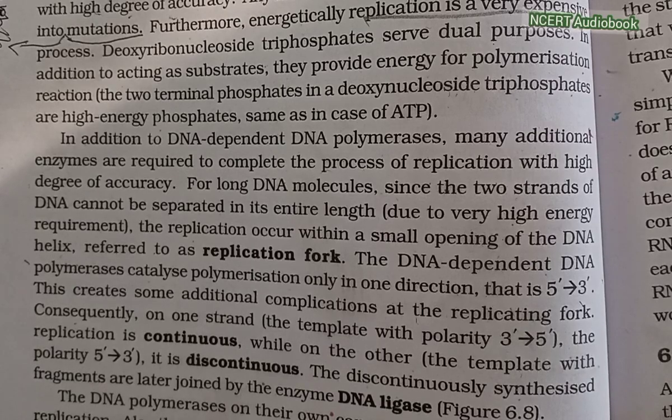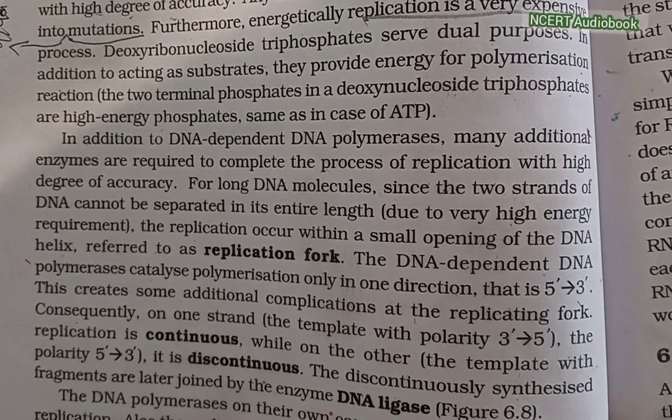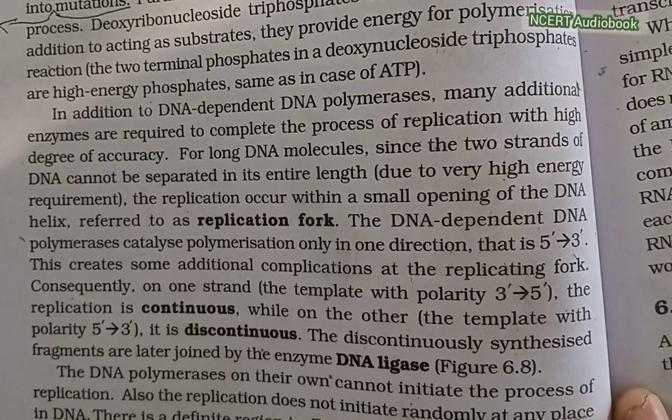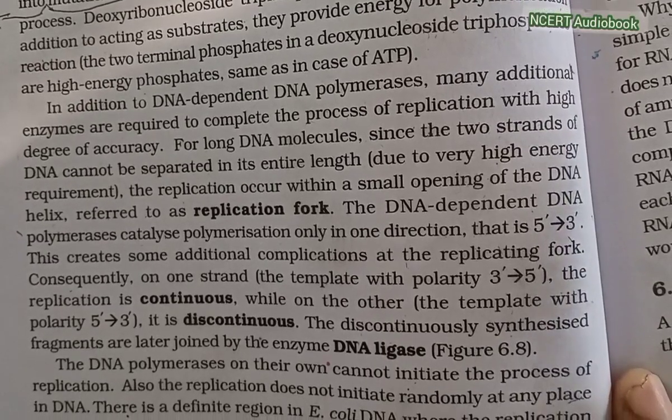This creates some additional complications at the replicating fork. Consequently, on one strand, the template with polarity 3' to 5', the replication is continuous, while on the other, the template with polarity 5' to 3', it is discontinuous. The discontinuously synthesized fragments are later joined by the enzyme DNA ligase.